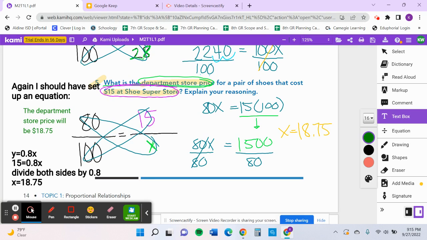And lastly, number 5, again, set up a proportion, but this time you're showing that the department store price is equal to that 80%. So $15 is 80% of that total price that you don't know. So you place an x there and solve that proportion. You would get $18.75 will be the department store price.